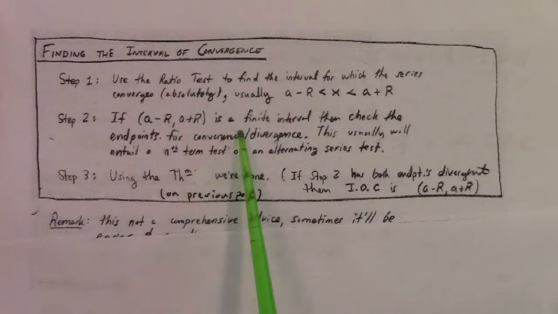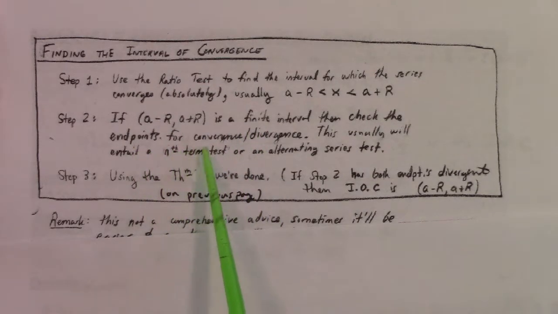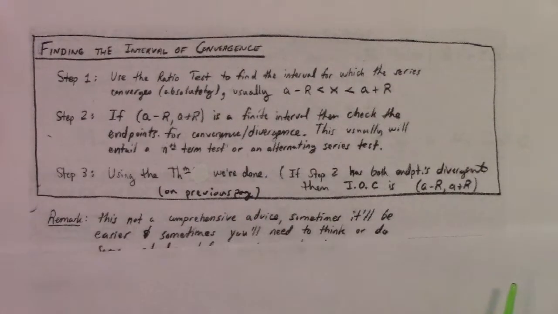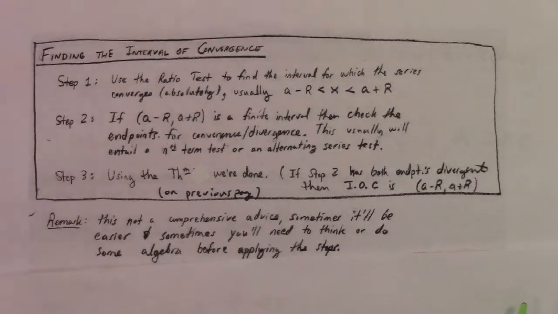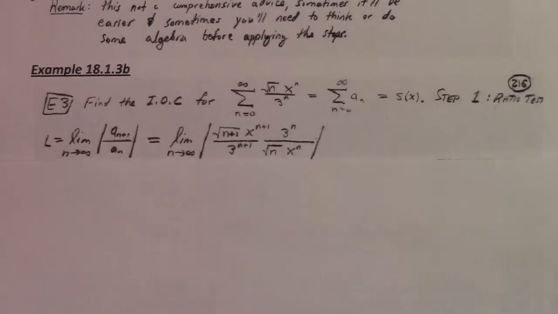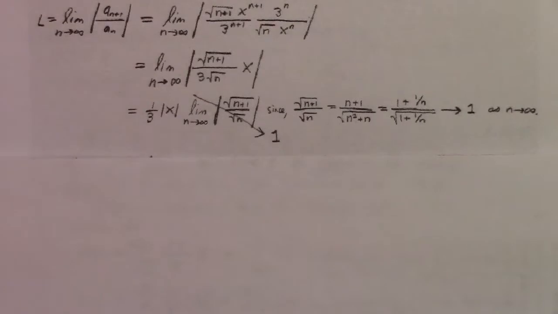Now, if this is a finite interval, then we'll check endpoints for convergence or divergence. This usually will entail an nth term test or an alternating series test. And then, step 3, using the theorem we discussed on the last page, we're done. All right. Now, this is not comprehensive advice. Sometimes it'll be easier. Sometimes you'll need to think or do some algebra before applying these steps. Let's look at an example.